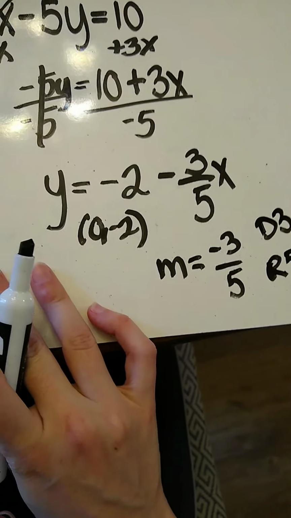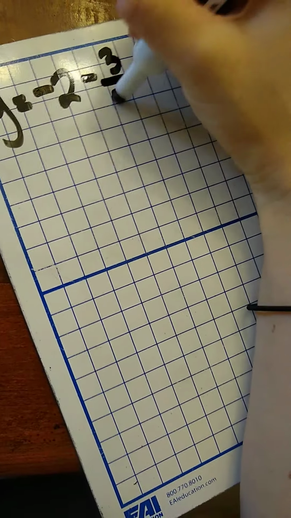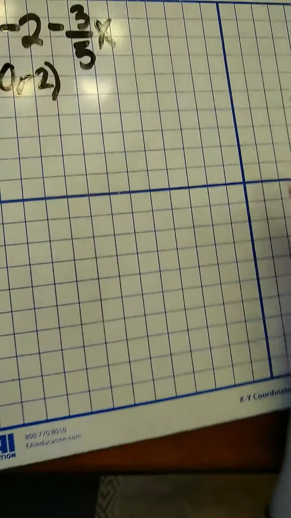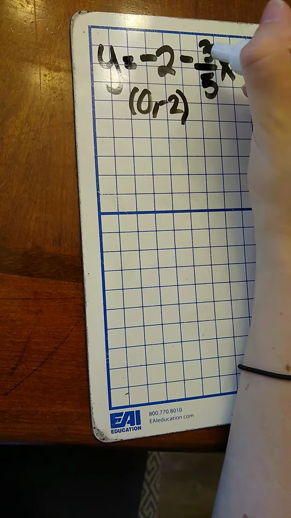So I'm going to flip this over and rewrite that y equals -2 minus 3/5x. So again, I'm going to start at 0, -2. So I'm going to go ahead and plot that point right here. And I'm going to travel down 3, right 5.